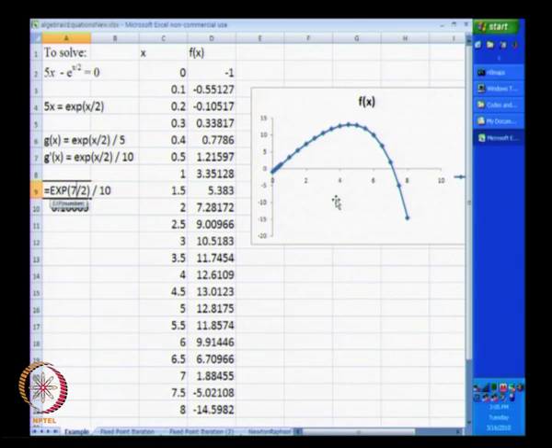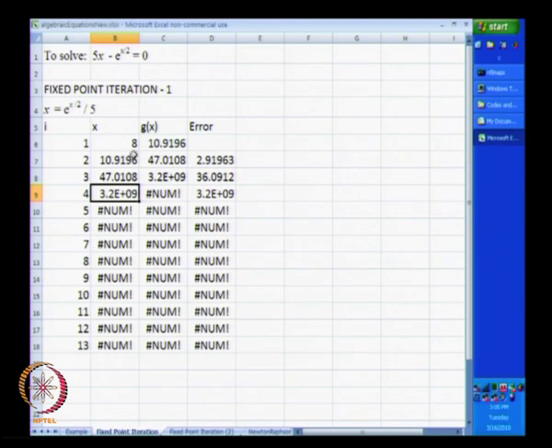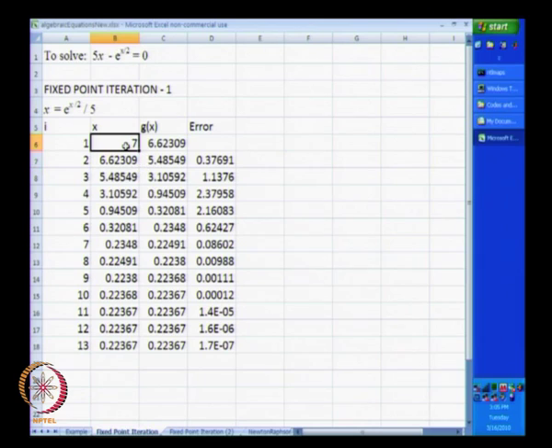But what happens when we substitute 7 in this particular expression? When we substitute 7, our g dash of x evaluated at x equal to 7 is indeed greater than 1, but as we had seen, when we had 7 in this expression, our fixed point iteration converges. So what does that mean?